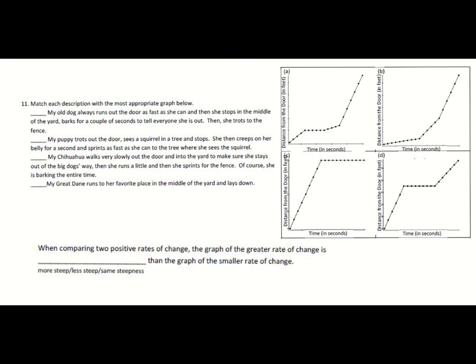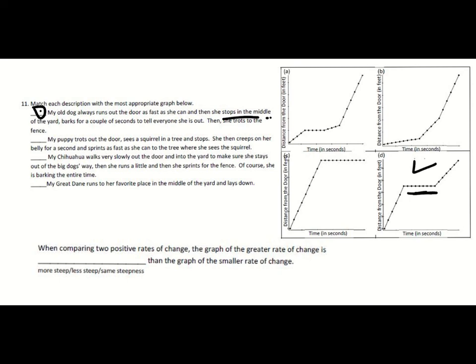All right. 11, match the description to the most appropriate graph below. The first one: my dog always runs out the door, runs as fast as she can. So that's one motion, and then stops in the middle of the yard. So basically they're not gaining any more distance for a couple seconds to tell everyone she's out, and then she trots to the fence. For this middle one, where she stops in the middle of the yard, you basically need a flat surface right here. So that's D. So that one's done.